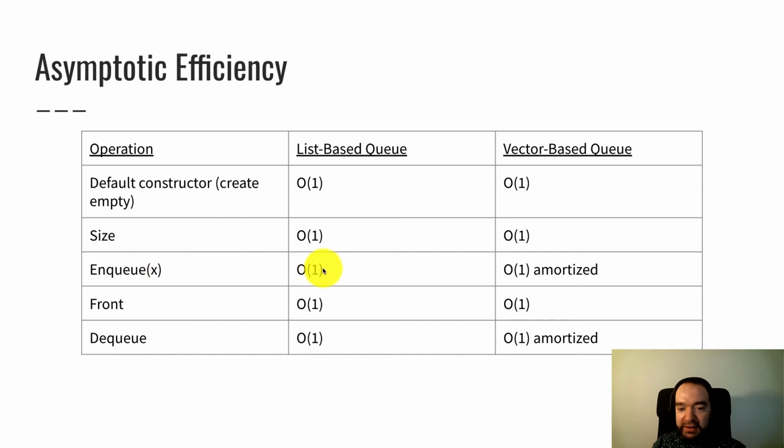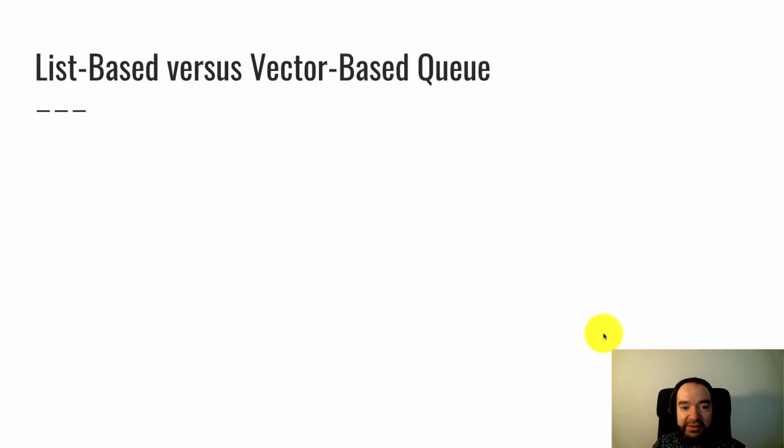nq is constant worst case time for the linked list based queue because it's just adding a node to the linked list. For the vector based queue, it's constant amortized time because of the possibility of resizing. So they're both constant time and very fast. But for the vector-based queue, we have to say amortized to be transparent about the fact that sometimes there's a slow resize event. Front is constant worst case time for both data structures, and dq is just like nq. dq is constant worst case time for the linked list and constant amortized time for the vector-based queue due to possible resizing.